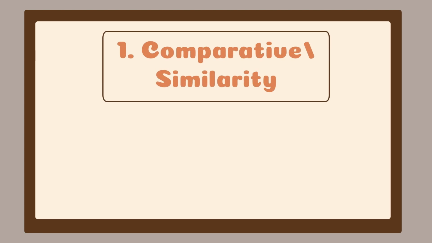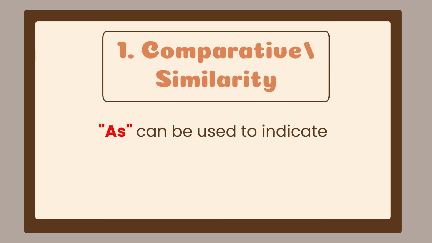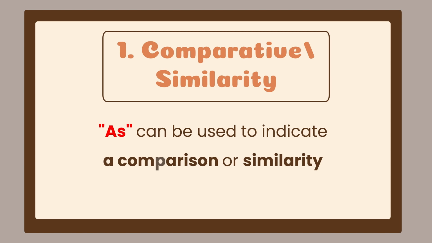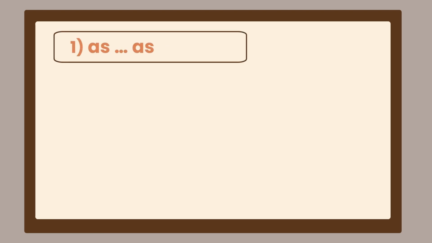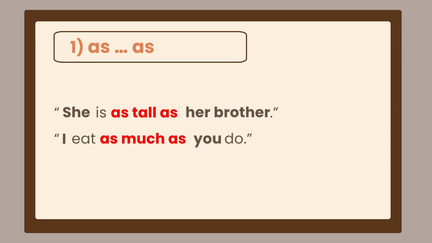Comparative or similarity. "As" can be used to indicate a comparison or similarity between two things. I'm going to go over three patterns that suggest a comparison and similarity between two things. The first pattern is "as... as." She is as tall as her brother. I eat as much as you do.